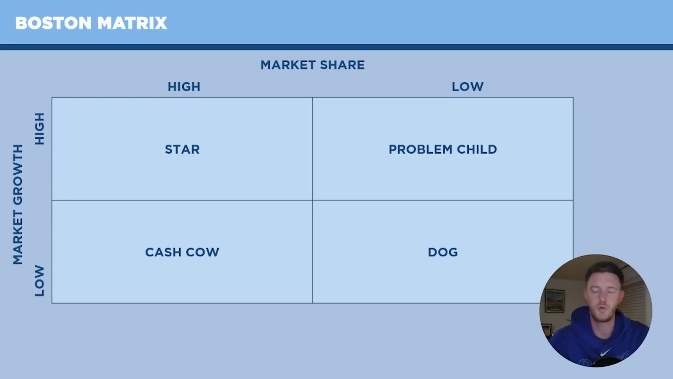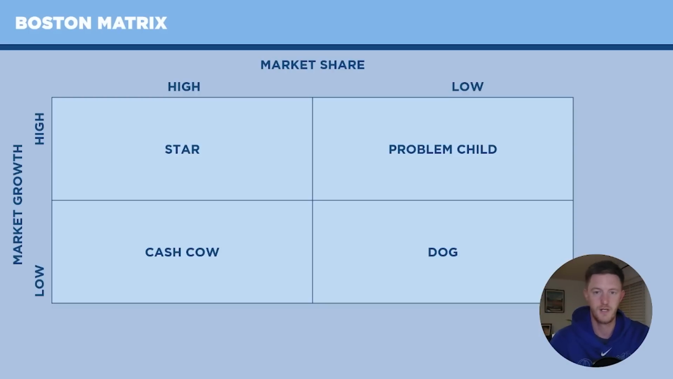The problem child or question mark products, they are in the high growth market, but they don't have the market share. So they're competing with the stars, which is a bit of an issue, but potentially, if we can build the market share, they could become stars in the future. So we might want to invest quite a lot in these businesses, these products, to try and help them develop into stars if we can.